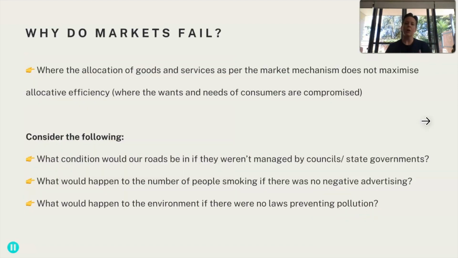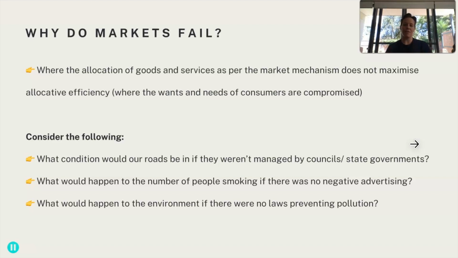So what condition would our roads be in, as an example, if they weren't managed by the councils or the state government? Would a producer come in and fix that pothole? Why would they? Is there an incentive for them to do that without any type of government intervention? Probably not. What would happen to the number of people smoking if there's no negative advertising? Is it the case that more people would smoke, and then as a result more of us are subjected to secondhand smoking and our hospitals become overrun with people who are sicker?